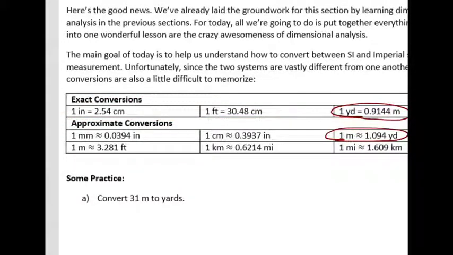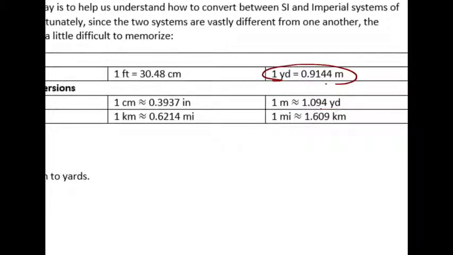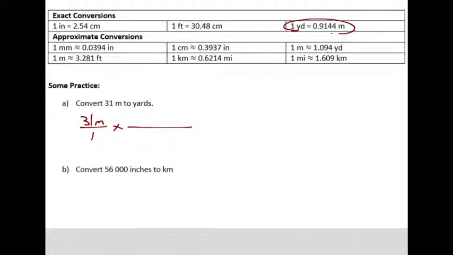Why would I say that? Because they're exact. These are approximate. All these guys down here are approximate. So when you can, use the exact conversions. You won't always be able to, but when you can, use the exact conversions. So that's what we're going to do. Okay? So, 31 meters. We want to go into yards. We're going to use dimensional analysis. The relationship between yards and meters is 1 yard is 0.9144 meters.